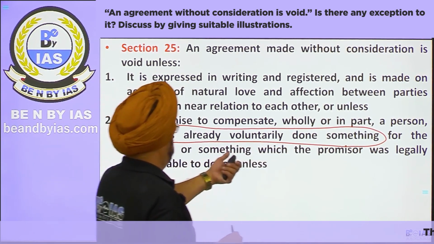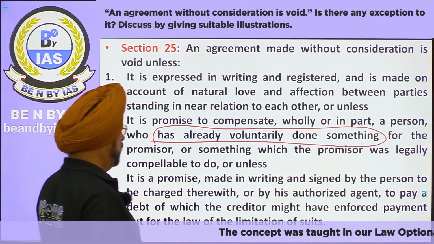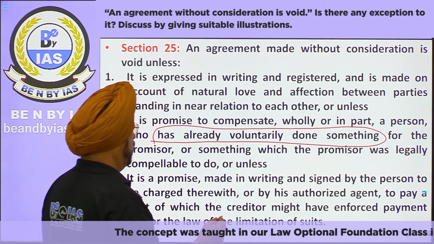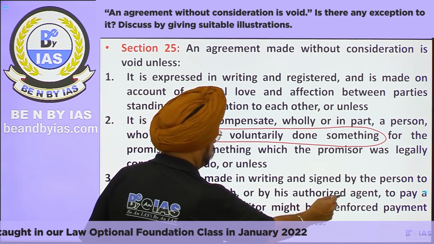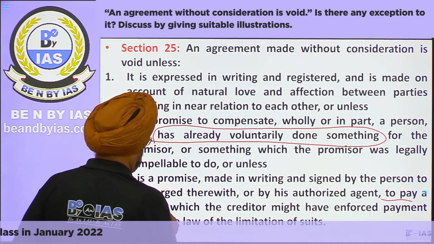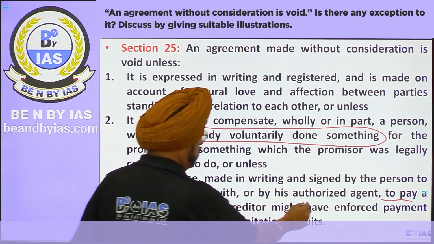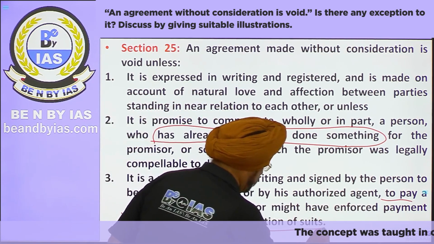for the promisor, or something which the promisor was legally compellable to do. Third is, it is a promise made in writing and signed by the person to be charged therewith or by his authorized agent to pay a debt of which the creditor might have enforced payment but for the law of limitation of suit.